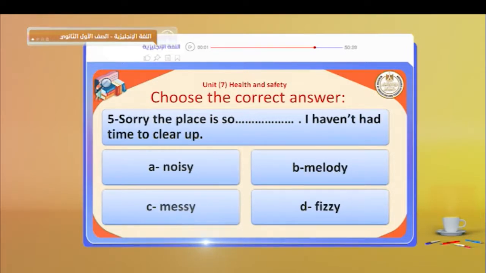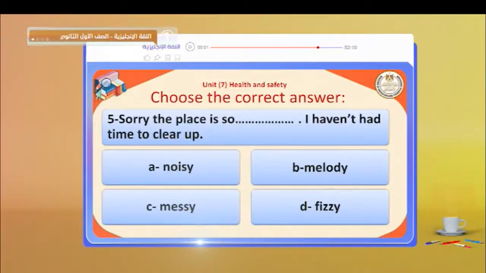Question number 5. Sorry, the place is so. I haven't had time to clear up. Of course, we say sorry, so we expect that the place is not good. It's in a bad situation. So we say sorry, the place is so noisy, melody, messy, fizzy. I haven't time to clear up. What does it mean to clear up? It means to clean the place or to tidy it.